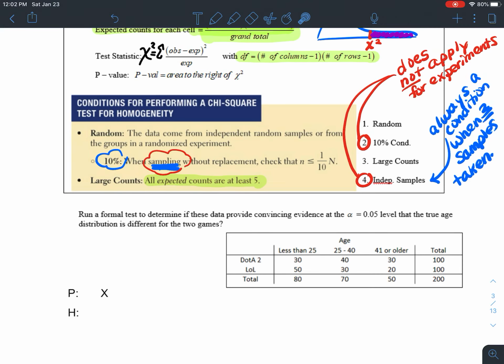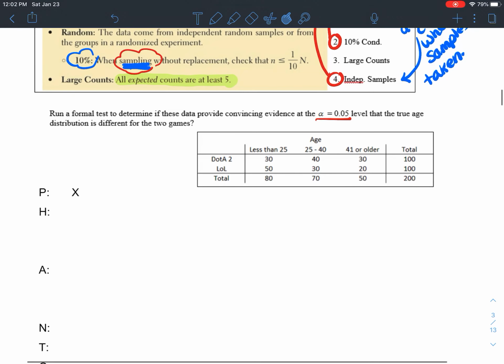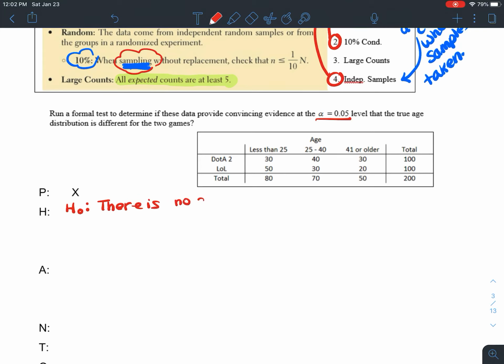Okay, so let's go ahead and try an example here. We're going to run a formal test to see if this data provides convincing evidence at the alpha level of 0.05 that the true age distribution is different for these two games. Once again, you could flip back to the other page to see what these templates are for how to draft the hypotheses, but we're going to say there is no difference.